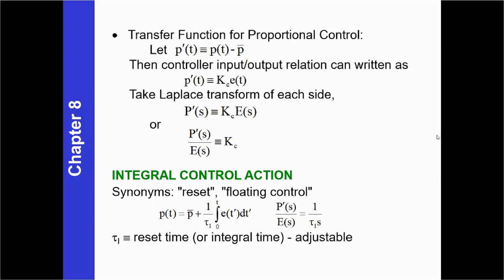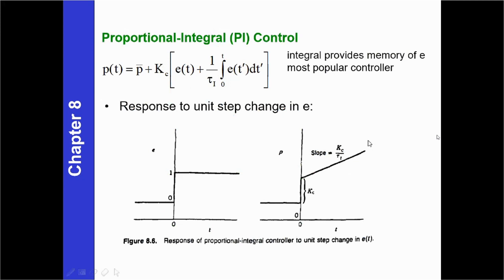So integral actually, talking about integral control, also known as reset or floating control. In this case, the equation for integral control is P(t) = P bar + (1/τI) times the integral from 0 to t of e(t') dt'. So in this case, P'(s)/E(s) = 1/(τI s). Here τI is the reset time or the integral time and can be adjustable. So this is for integral.